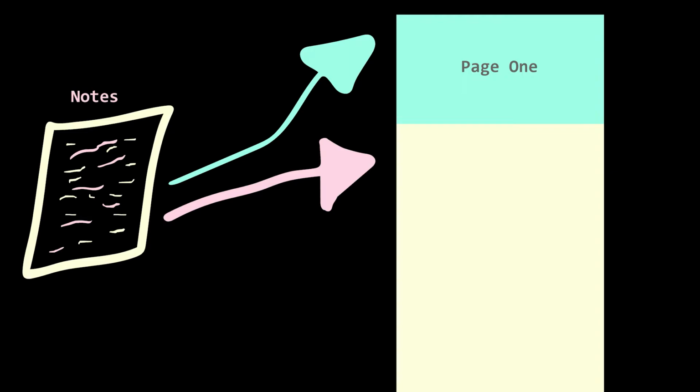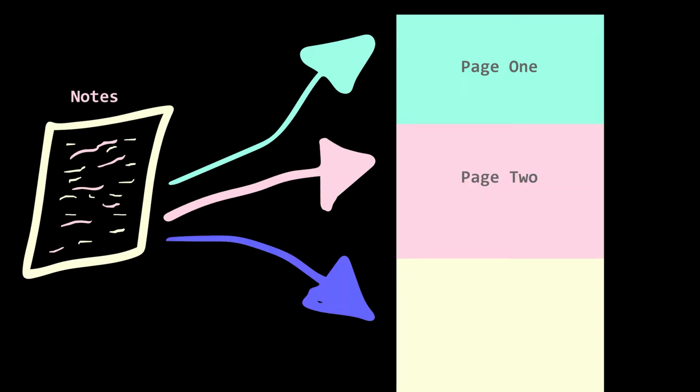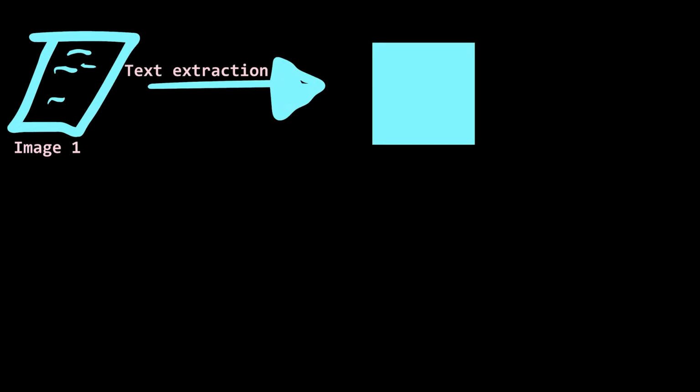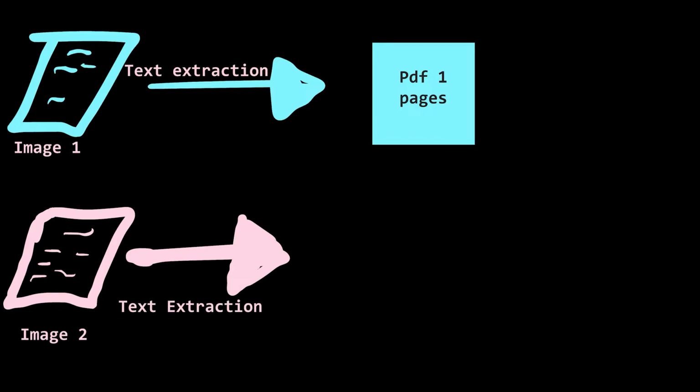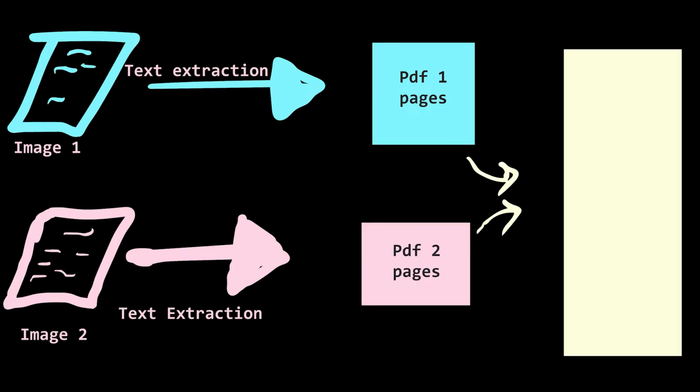Think of every text extraction from a single image as a new page being appended after the last page on the PDF. The approach used here works like this. When the user uploads the first image, the results are appended to the PDF. Then, when they upload the second image, we create a temporary PDF with the results from the second image. We now have two PDFs.